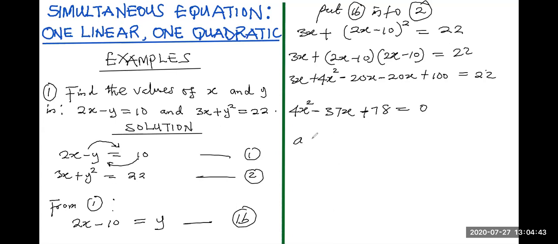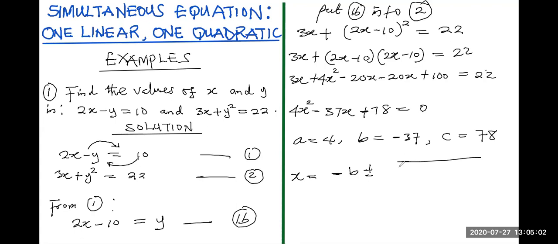So we now see our coefficient A for x squared is 4, our B is equal to minus 37. Please, it's not 37. When you write a number, always write it with its sign. And our C is 78. What is the formula method? Remind me.